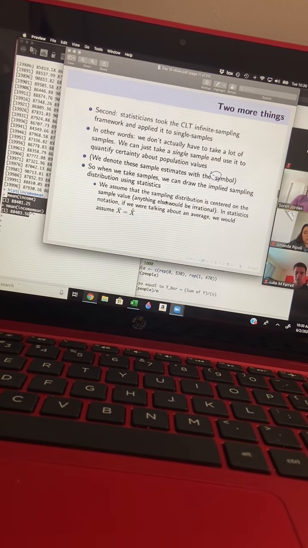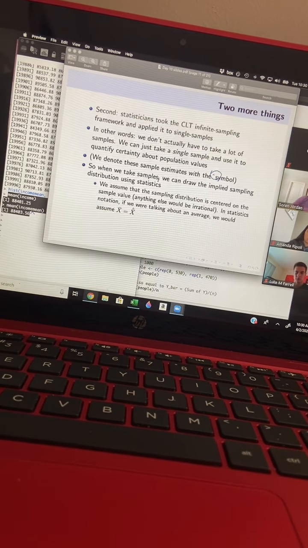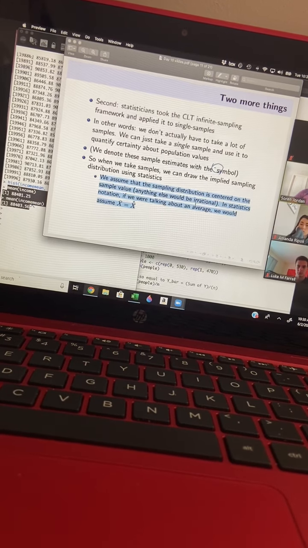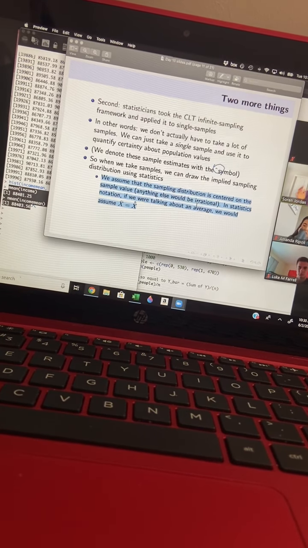So what do statisticians tell us? First, we can draw this histogram, which is really cool. What does the central tendency look like? It looks like what you think.